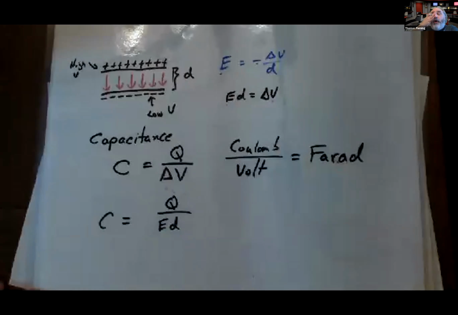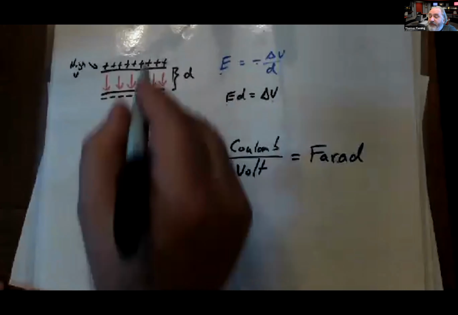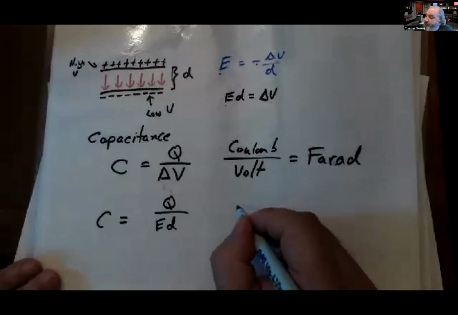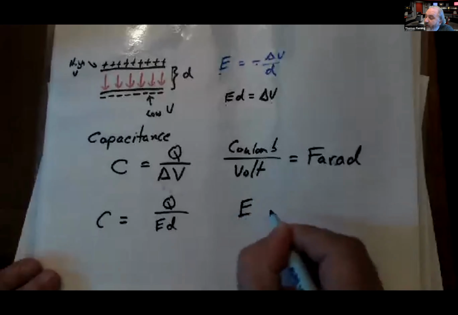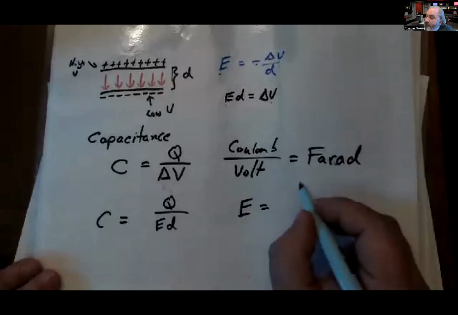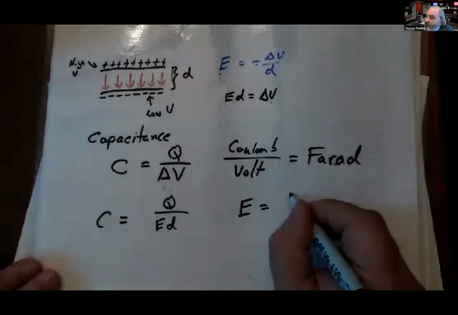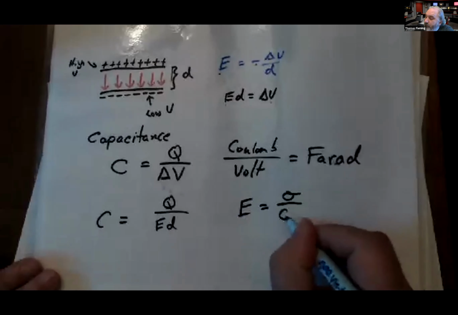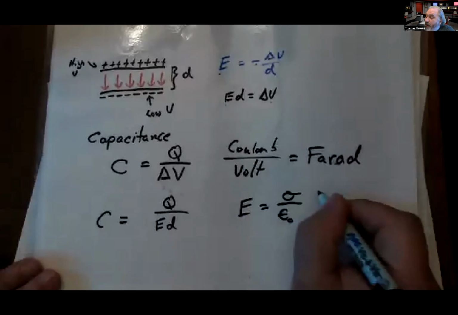Now, something that you don't know, and I can't derive for you without doing a little bit of calculus, is how the electric field is related to Q. But it turns out that the electric field in between those capacitor plates is given by something called sigma, the charge density, over epsilon naught.